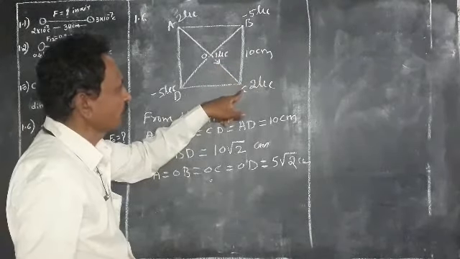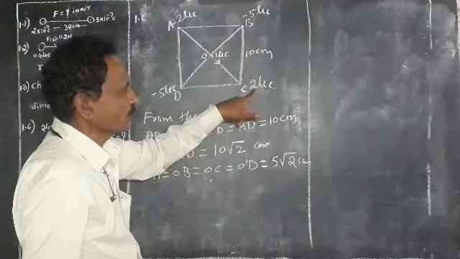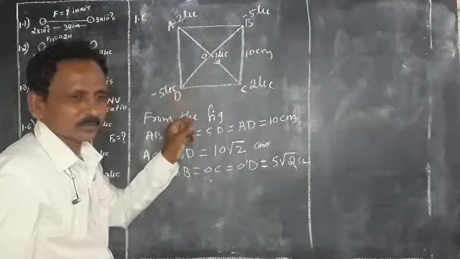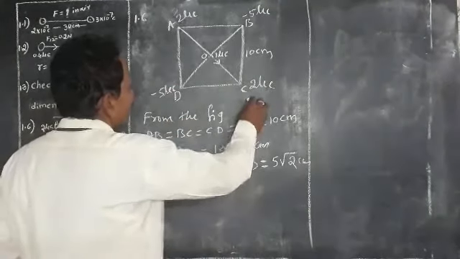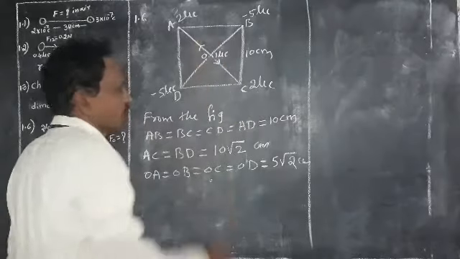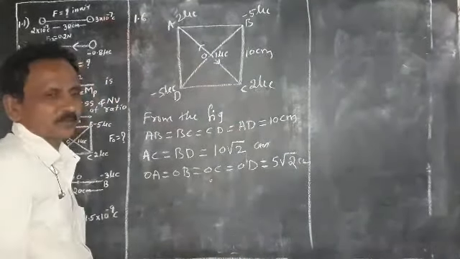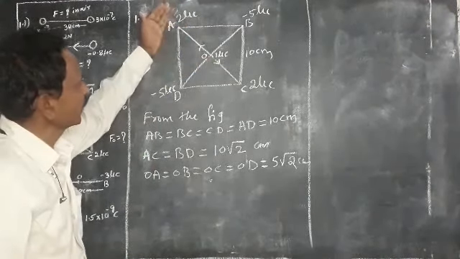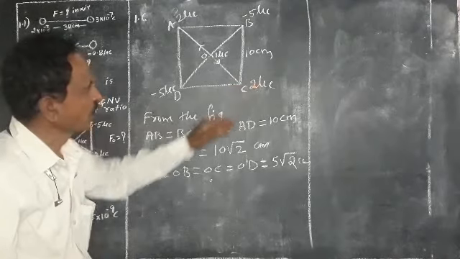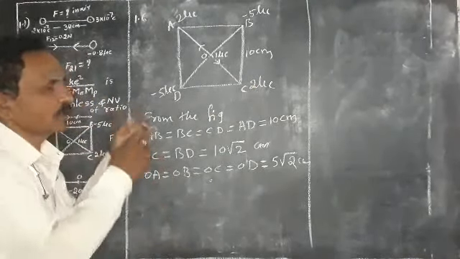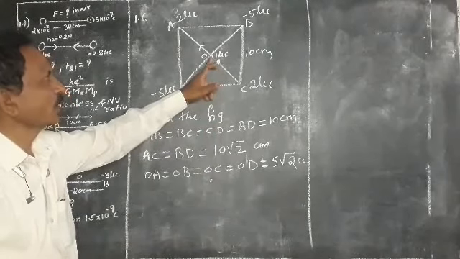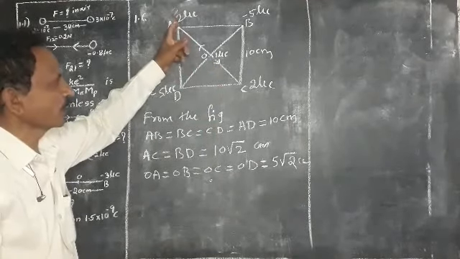Similarly, at C, there is a positive charge of 2 microcoulomb, and at the center 1 microcoulomb. Therefore, the force of repulsion is in the opposite direction. It is in this direction. Therefore, these forces due to the charge at A and the charge at C are equal in magnitude and opposite in direction. Hence, they get cancelled. Therefore, no force acts on 1 microcoulomb due to charges at A and C.